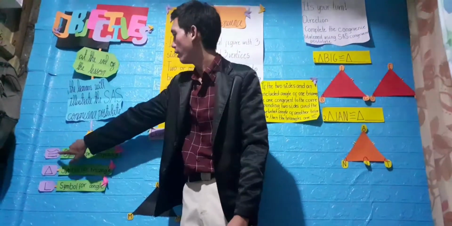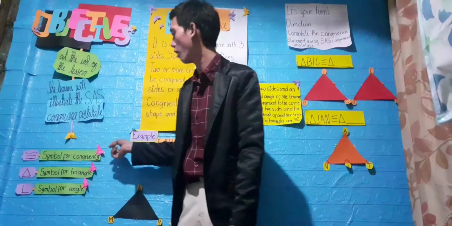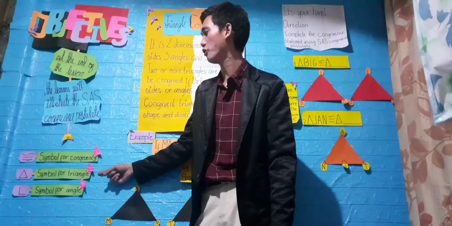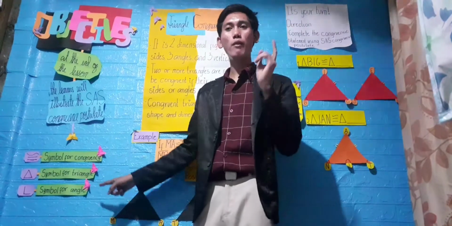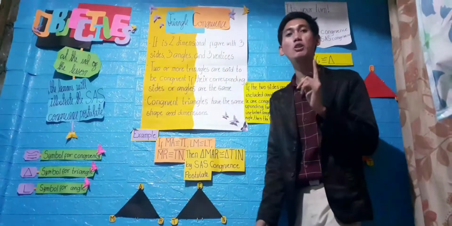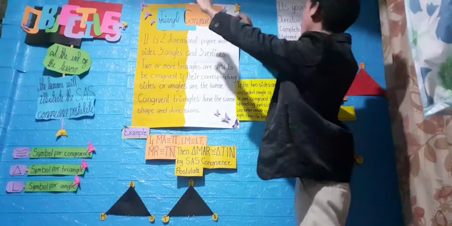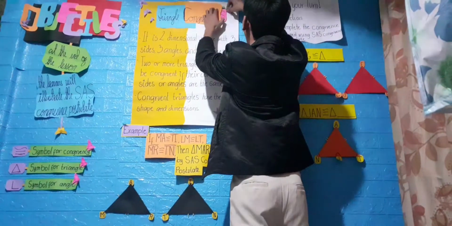So, let's show this one. Symbols for congruency. Also, the symbols for triangle and also symbols for angle. So, I have also there the criteria to be considered. I have there the three criteria to consider.